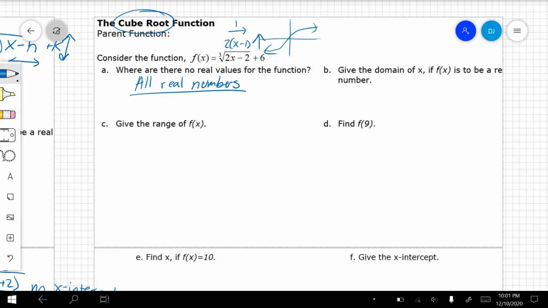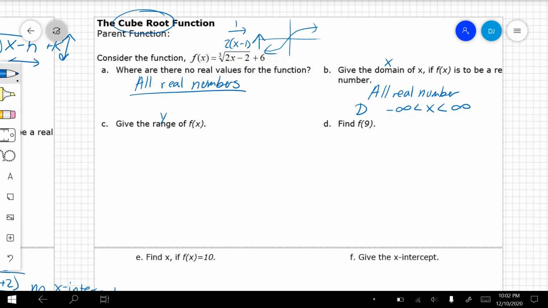Okay, so if we're looking at the domain of our parent function, domain would be all the x values. And as we continue to negative infinity this way, we continue to positive infinity the other way. This one is also all real numbers. If you were going to state the domain as an interval, you would just state negative infinity to positive infinity for the x values. So negative infinity less than x less than positive infinity.